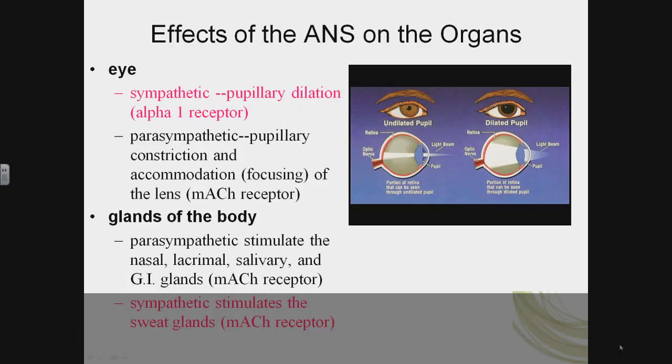We can get pupillary dilation in another way, can't we? In addition to stimulating alpha-1 receptors, we could also block muscarinic acetylcholine receptors. What is the drug I've taught you that blocks muscarinic acetylcholine receptors? Did you say atropine? You're correct.